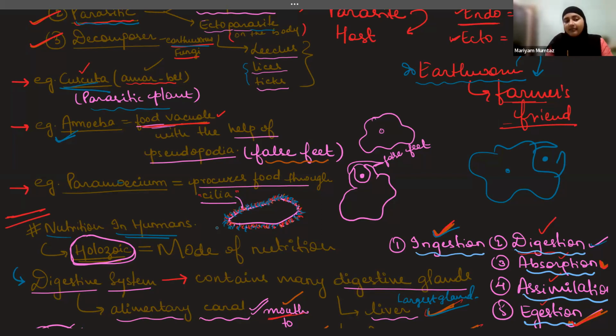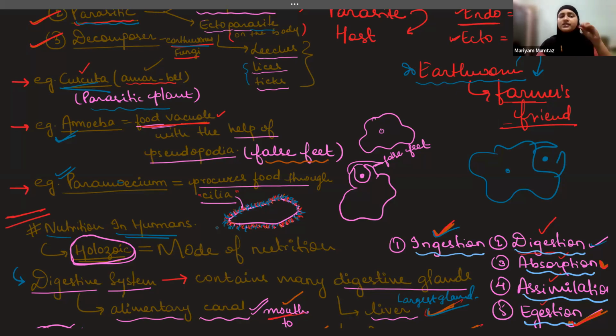Coming on to the next example, there is paramecium. Paramecium is an organism whose whole body is covered with cilia. These cilia are sort of like the tiny bristles of a brush. Just like that, its whole body is surrounded by those bristles, because of which it can procure its food. This much is clear?